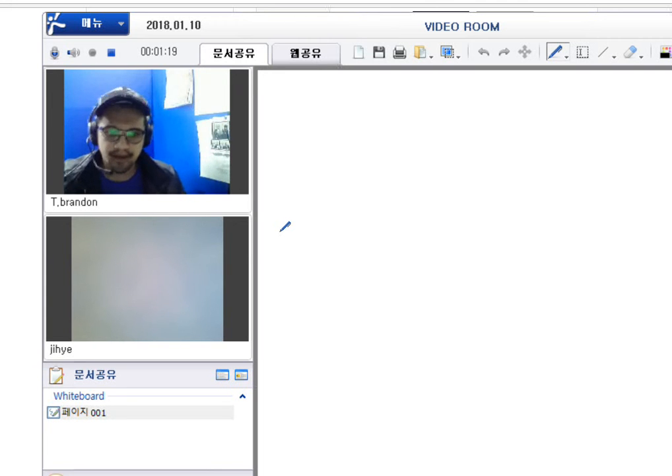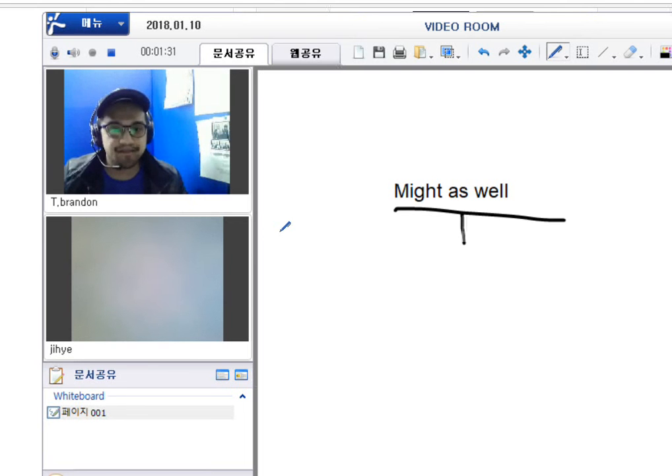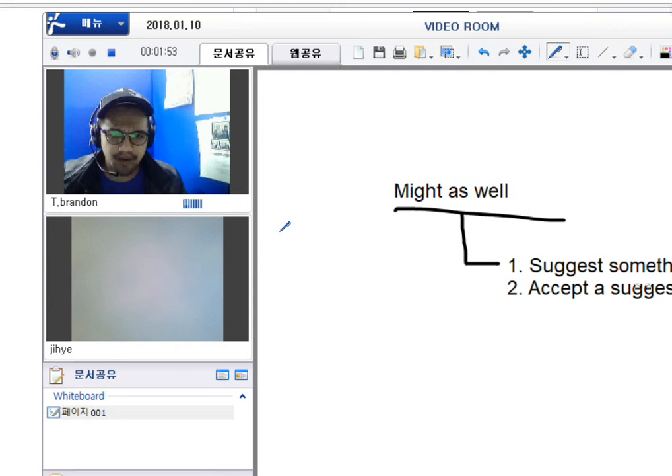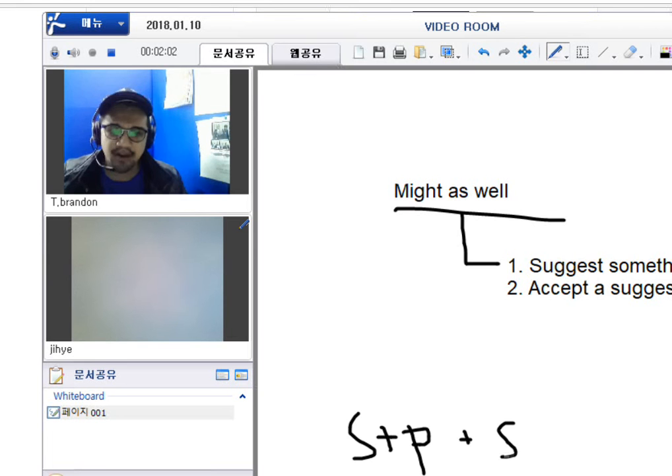This one is very simple: might as well. This expression can be used in two possible situations. First, when you suggest something, or the second use is when you accept a suggestion. If you want to suggest something, we must start with the subject, then the phrase, and after that our suggestion.